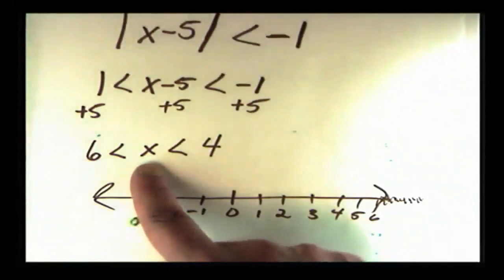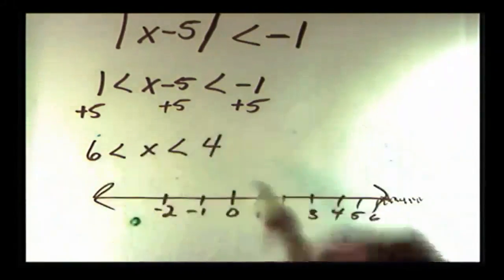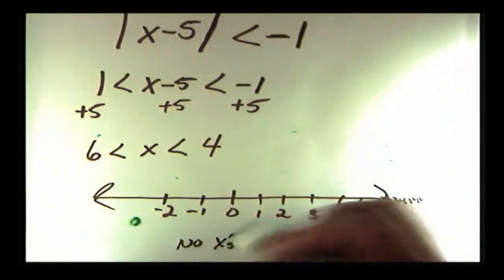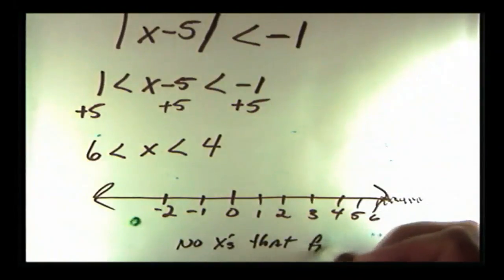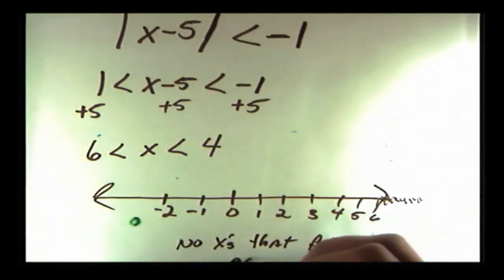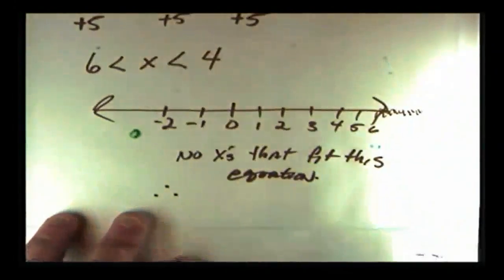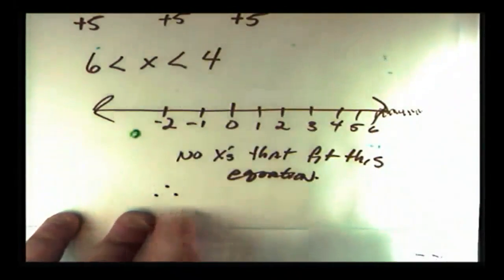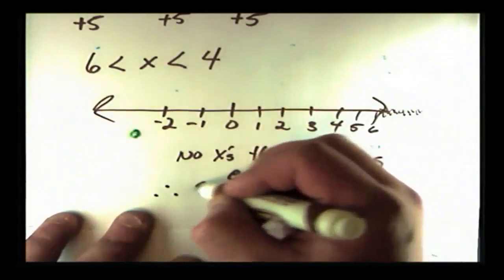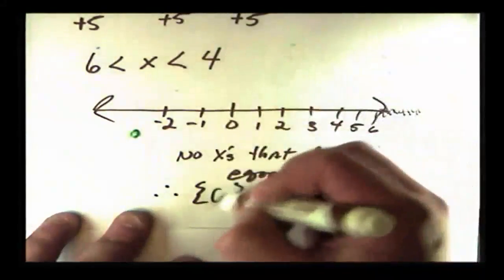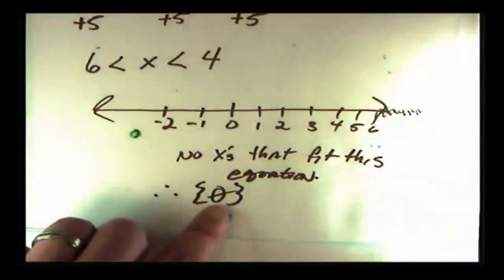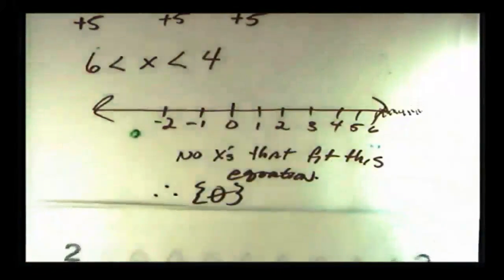So since that's the case, there's nothing in there. So of course there are no x's that fit this equation. Therefore, that's what that symbol right there means. We have an empty set, right? Nothing in it. That's not a 0. That's the empty set. So we're going to go with K, the empty set.